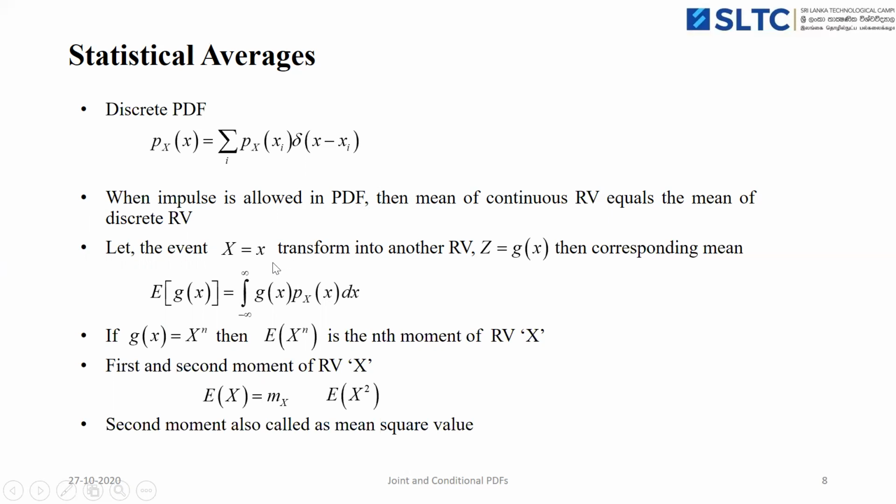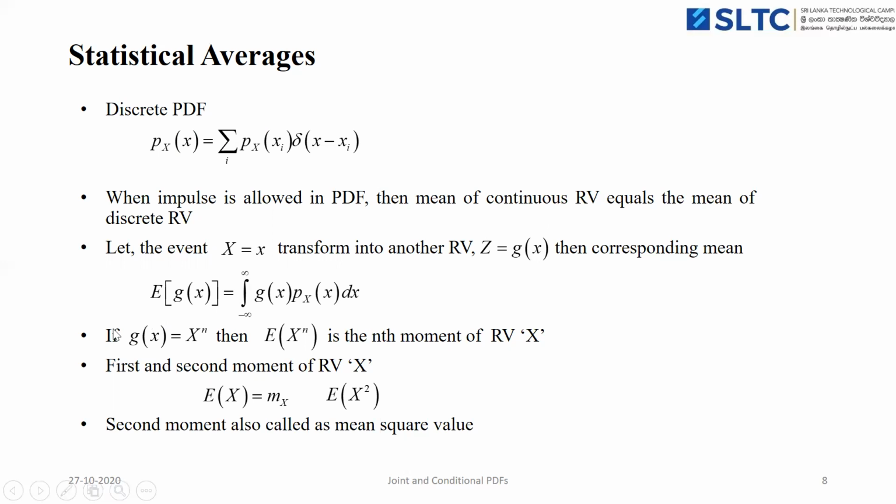Now we can consider the event X equal to x. Then we can transform this event into another random variable Z equal to g(X), and find the mean of this new random variable. The expectation of g(X), since we are assuming it is continuous, is found by integrating g(x) multiplied with the PDF function of the random variable, over the interval minus infinity to plus infinity. This gives the mean of the transformed random variable g(X).